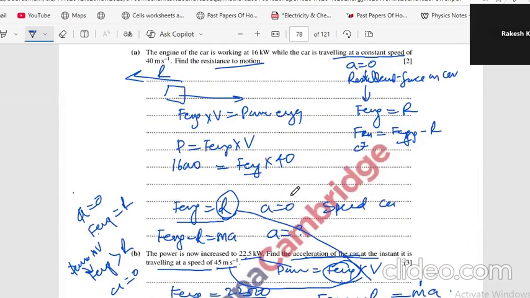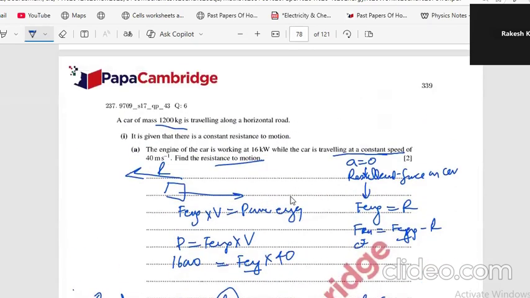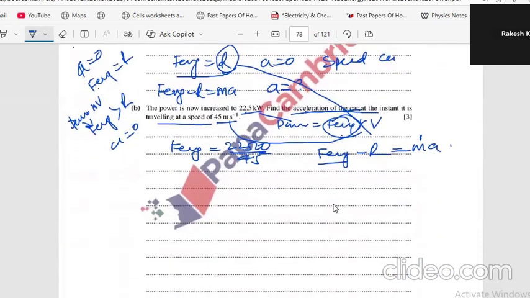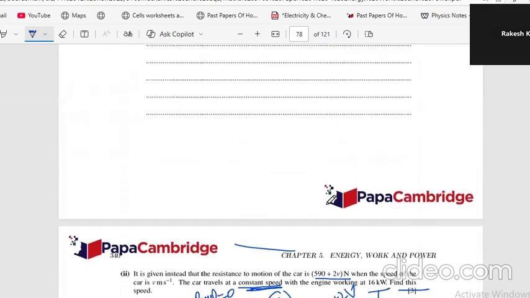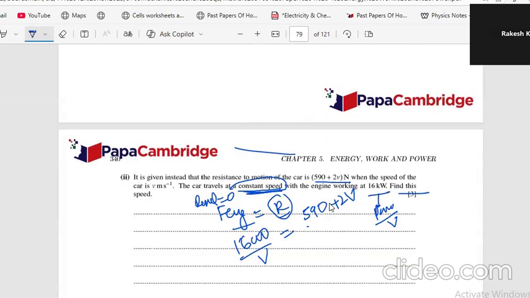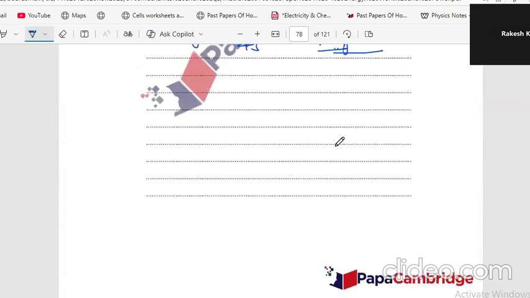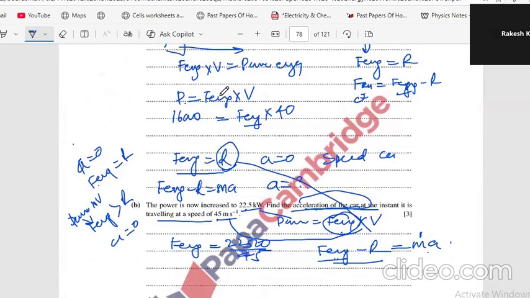So in each part, see the first part, constant speed, F engine is equal to R. See the second part, there is acceleration. When he talks of acceleration, F engine has to be greater than R. R will come from the previous part, and you will get F engine from power and velocity. And the third part, again constant speed, acceleration zero. Again F engine is equal to R, but this time F engine comes from power, but the speed is not given. So we write V, and the resistance is also dependent on V. Sometimes it is fixed, sometimes they give it in terms of V. So three parts, you should know what is happening in each part. I'll show you the answer.